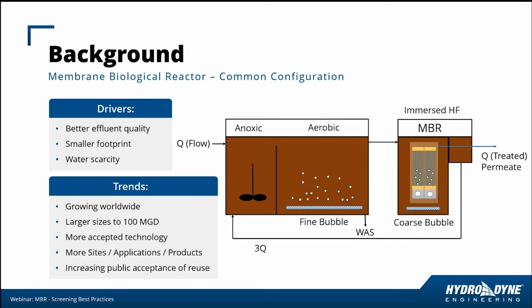Here's a common configuration. We have two tanks. Flow comes into an anoxic and aerobic zone, followed by an immersed hollow fiber membrane cartridge, which sits in its own tank. Air is added to both tanks. The drivers for this process include better effluent quality, a smaller footprint, and water scarcity. As we make better water, if we have water scarcity, that can drive more water recycling.